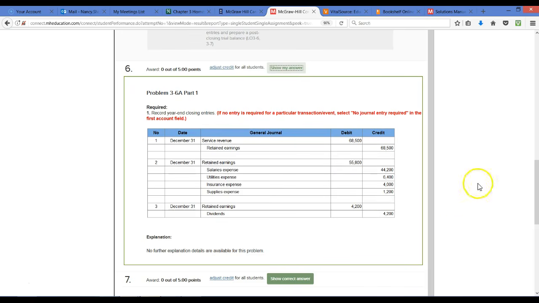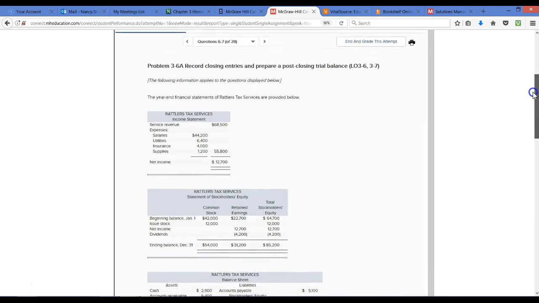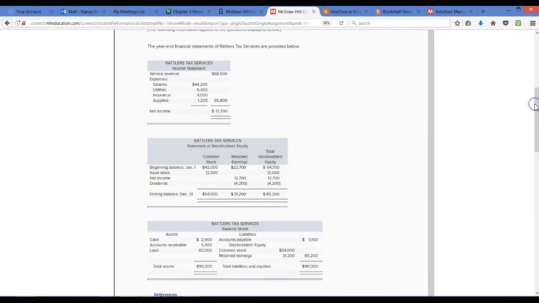So the key here is they're showing us these financial statements. They're saying, okay, prepare closing entries based on this. Well, we know anything on the income statement needs to get zeroed out, and dividends need to be zeroed out. So they're showing us these financial statements to go, okay, I need to know what are temporary accounts, so I zero them.